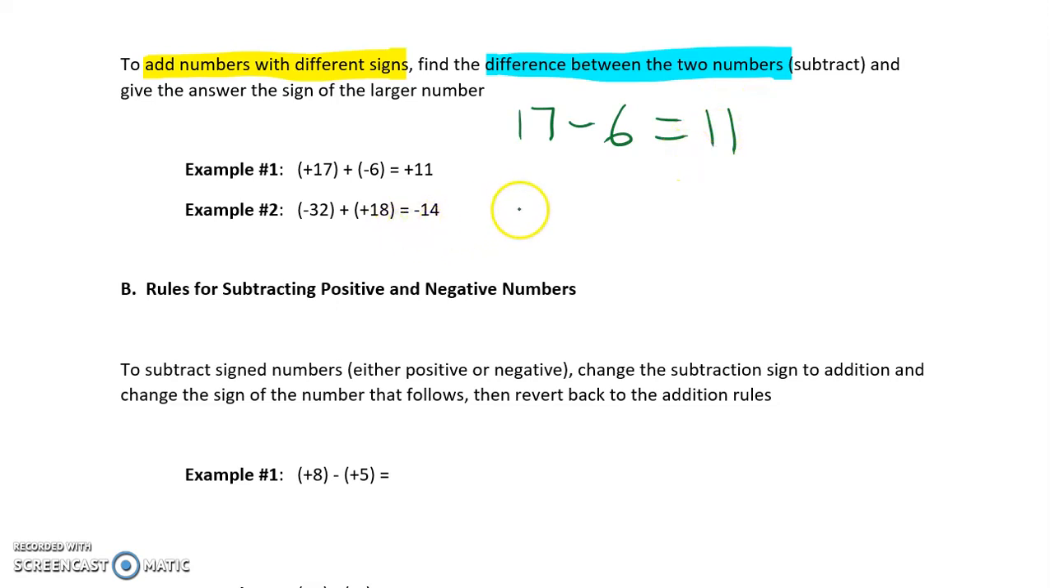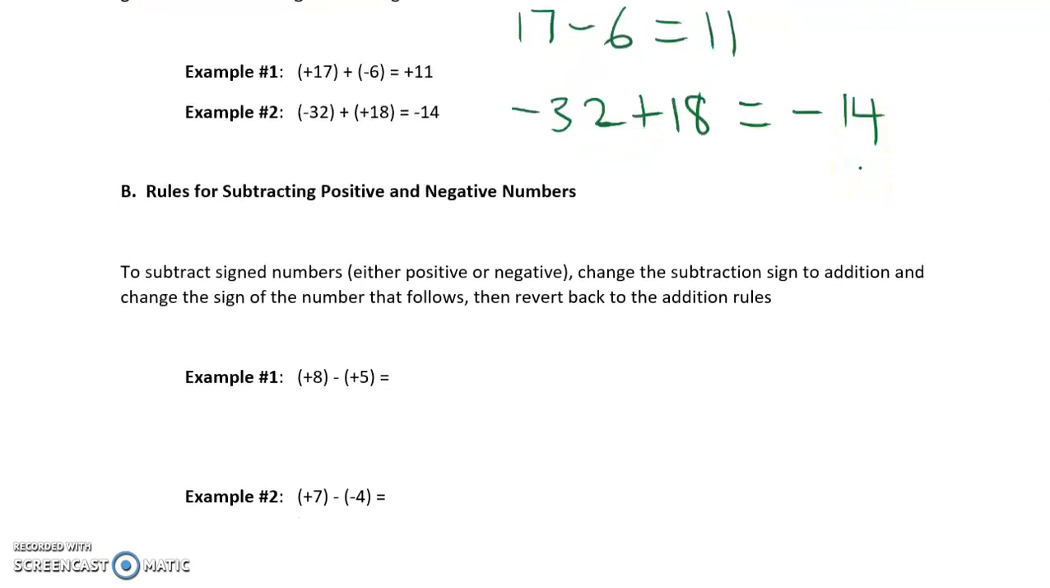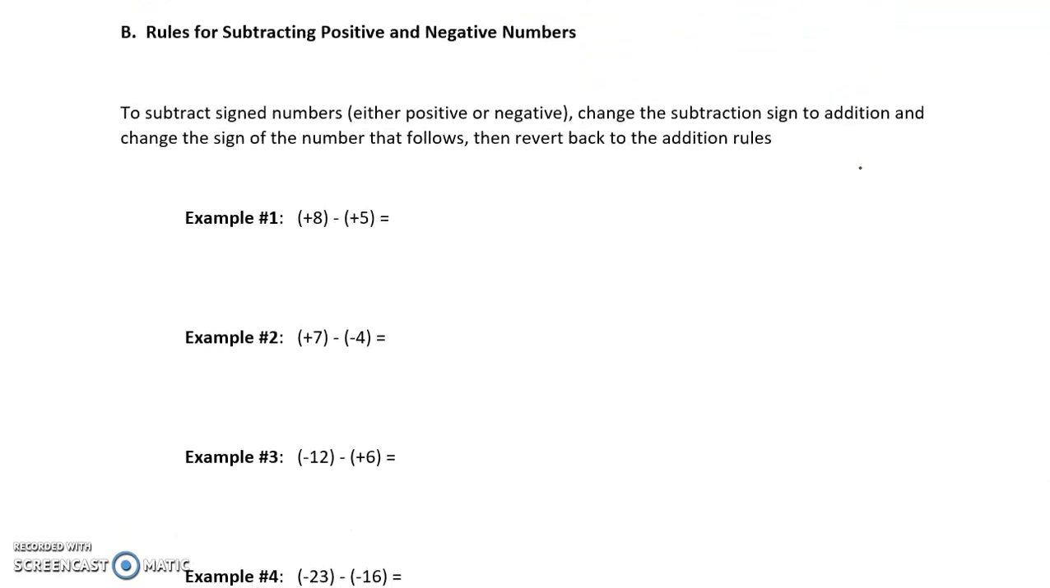In this second example, I have negative 32 plus 18. Now, this number here has a negative attached to it. When I add 18 on, I'm going to the right, but my answer is still negative. So you've got to be careful when you're adding and subtracting positive integers to make sure you've got the correct sign.